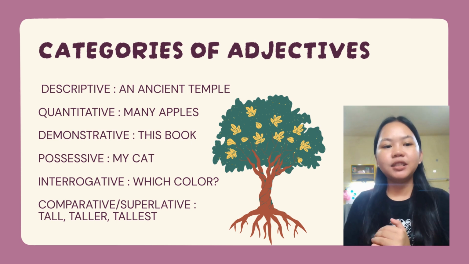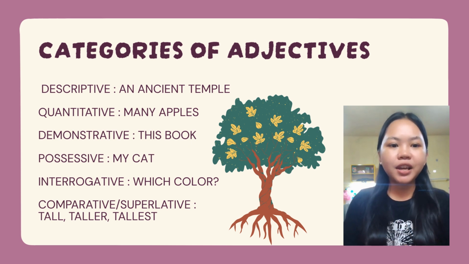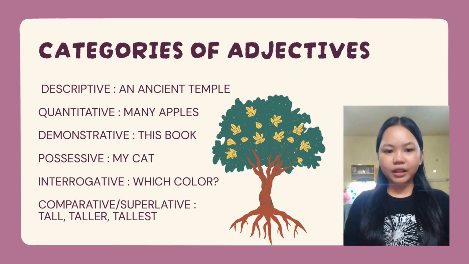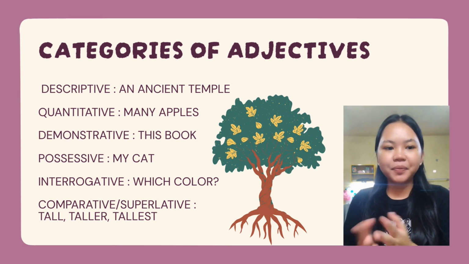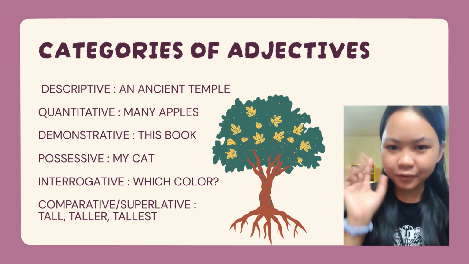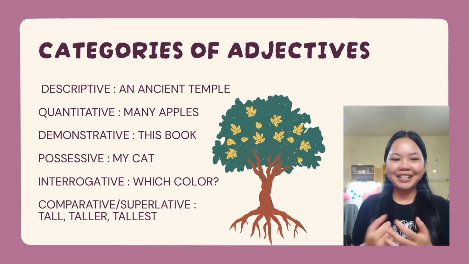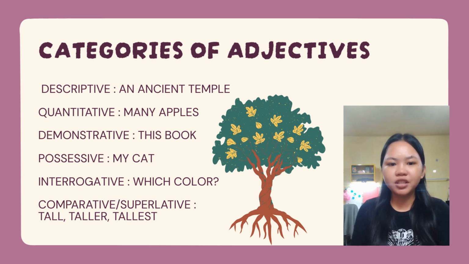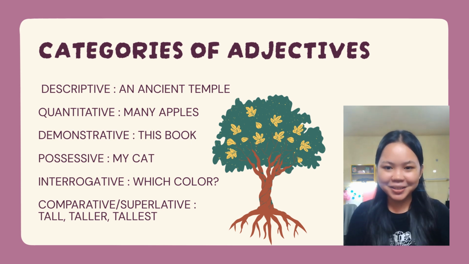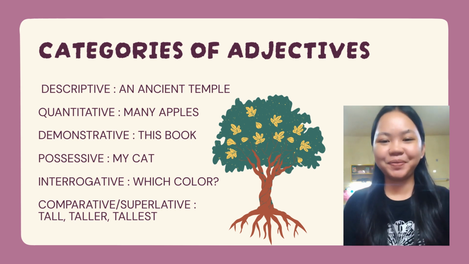Fourth is the possessive adjective. This shows ownership, like my, your, his, and their. And the fifth is the interrogative adjective. It's used in questions, such as which and what. For example, which subject do you like the most?